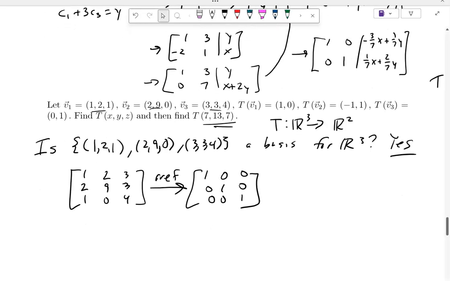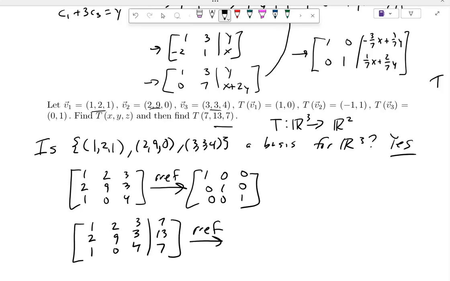All right. So what I need to do next, I know what the transformation does to the three basis vectors. So what do I need to do with this vector here that I'm circling, the 7, 13, 7, relative to the basis? What do we need to find? Yeah, I need to find the coordinates relative to that basis, right? I need to solve that system. So I need to take that vector and augment it and row reduce. Because again, I need to know what constant times the first vector plus what constant times the second vector plus what constant times the third vector gives me the vector that I'm interested in, right?